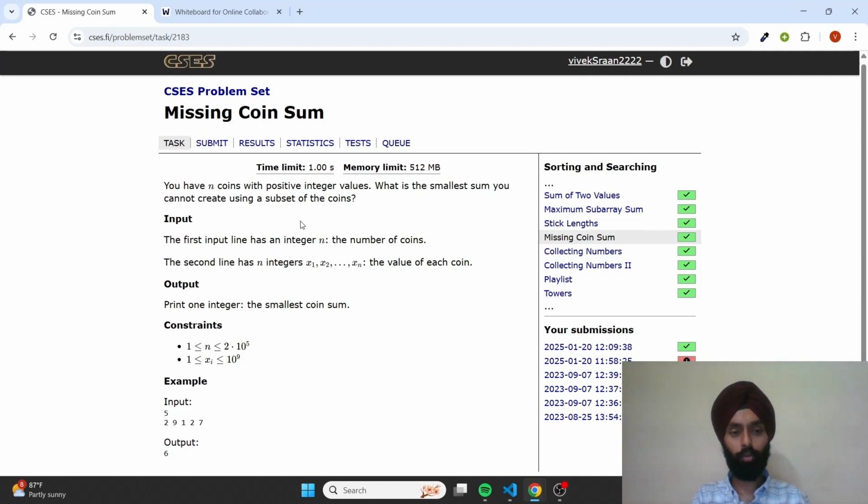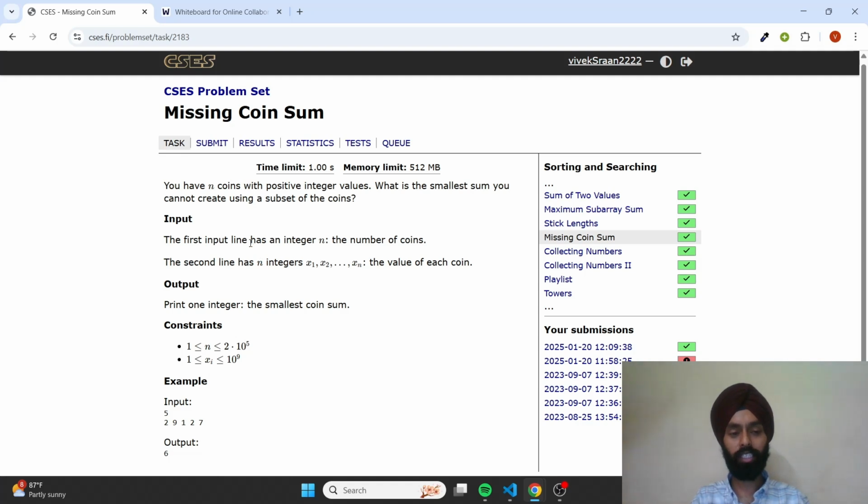In input, the first line has an integer n, the number of coins. The second line has n integers x1, x2, ..., xn, the value of each coin. In output, we have to print one integer, the smallest coin sum. Constraints are n is greater than or equal to 1 but less than or equal to 2 times 10 raised to power 5. Xi is greater than or equal to 1 but less than or equal to 10 raised to power 9. Then we are given a sample case for which the output is 6.